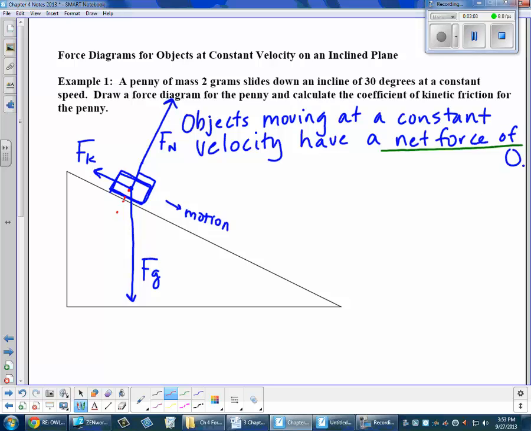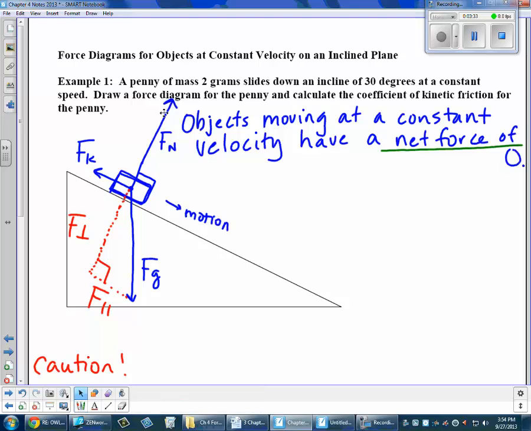They do not like you to draw in what I'm drawing in right now. They are afraid that you will think that these components of FG, the parallel and the perpendicular components, will be seen as separate forces. They are not separate from FG. They are components of FG. So we need to be careful about that. And when we draw the force diagram, you would not include those components.